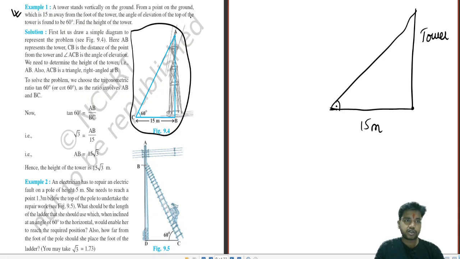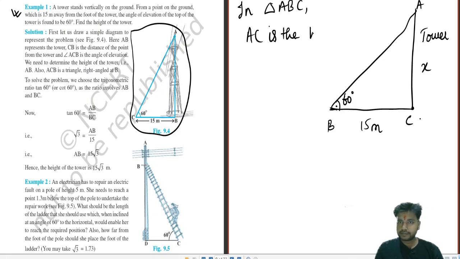The angle of elevation of the top of the tower is found to be 60 degree. We have to find the height of the tower. So we take it hypothetically as ABC, and we have to explain the question. In triangle ABC, AC is the height of the tower. Obviously, in the exam, you have to do this.